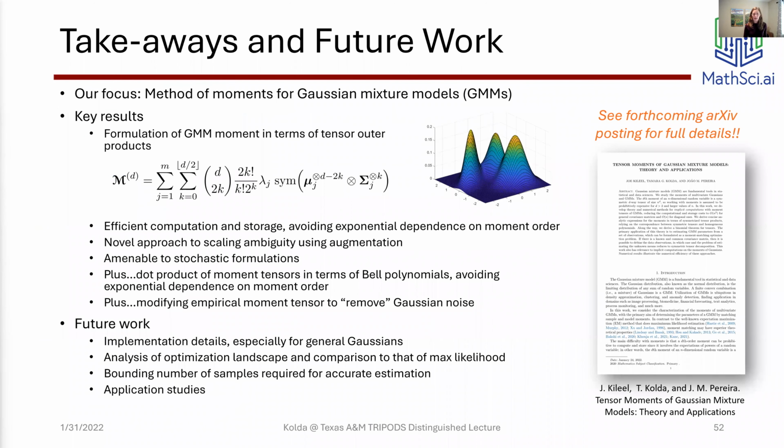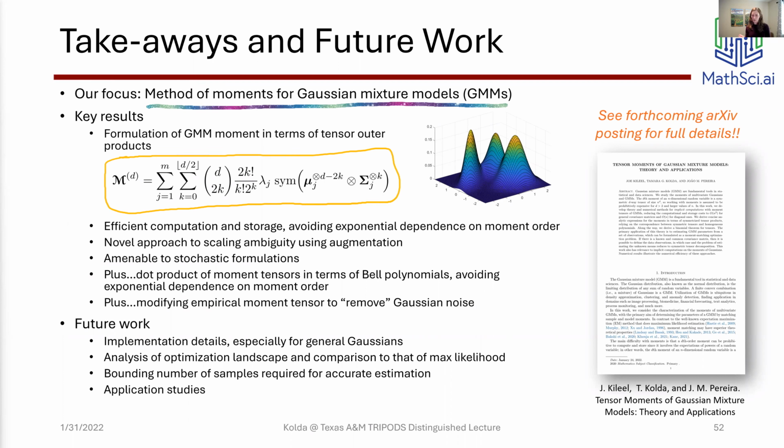And so I'll wrap up to say that our focus has been on these Gaussian mixture models. And a big key result was being able to formulate the Gaussian moment in terms of its parameter, and then use that for formulating the formula for the Gaussian mixture model moment. And from that, we can also get efficient computation and storage, which avoids any exponential dependence on the moment order. And then we talked about how to handle the scaling ambiguity using this augmentation. And then I mentioned briefly that it's amenable to stochastic formulations.